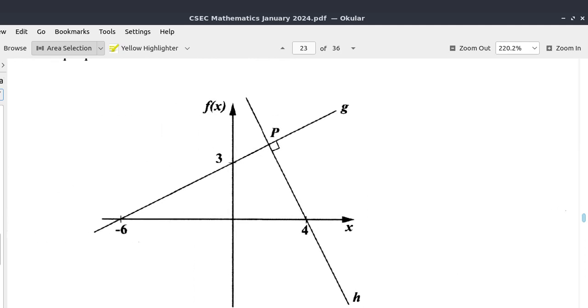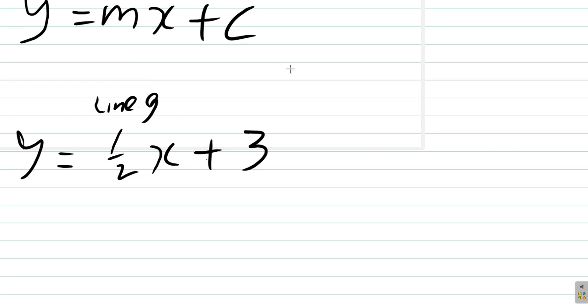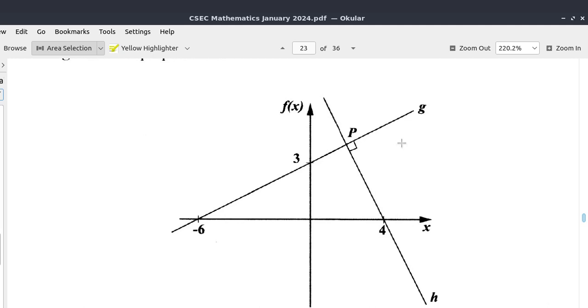Now, for line H, it's the same pattern, y equals mx plus c. Now, do we know the intercept or the gradient for H? We don't know the intercept, at least not yet. But can we tell the gradient? How would you be able to tell what the gradient of line H is? Well, you'd have to remember the relationship between two lines that are perpendicular.